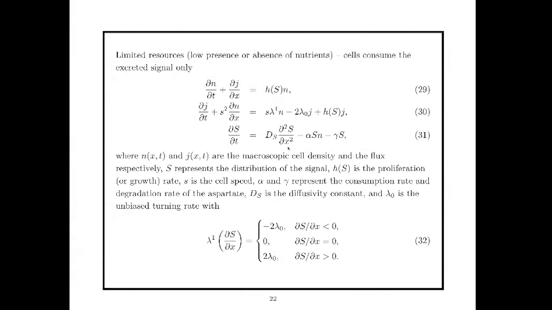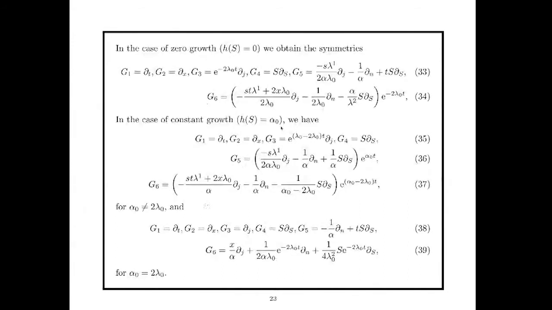And so what happens here is that after sensing the oxygen in the environment, the cells will secrete a particular signal, and that signal is then consumed by the other cells. So that is the way this particular system works. If we analyze this particular system for symmetries, it's really quite messy. In the case of zero growth, we have the 6 symmetries given by 33 and 34.